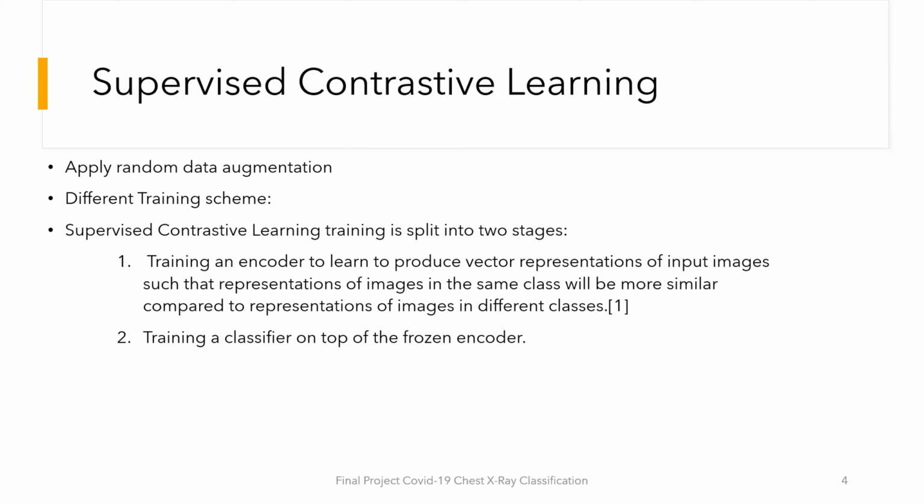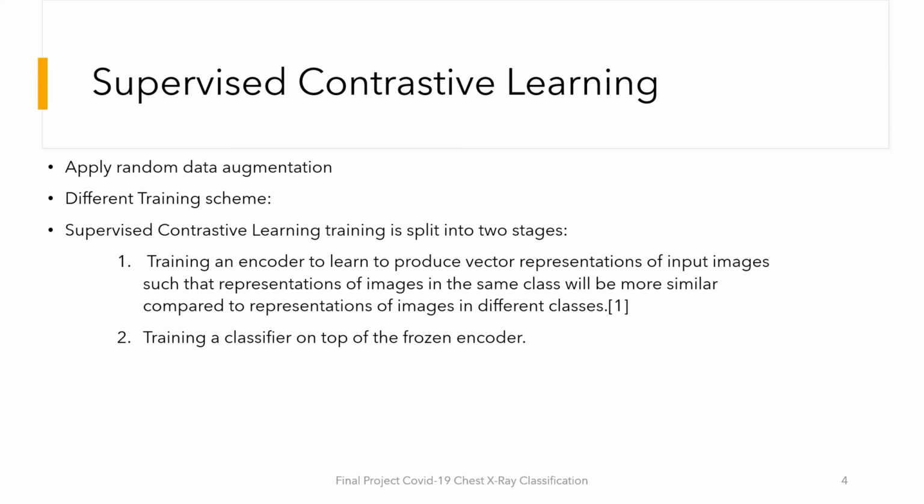The first stage is to train an encoder, which is going to learn to produce vector representations of input images. And the goal here is to essentially train this encoder separately from the classifier, so that it can learn the differences and similarities between the multi-class problem. And after we pre-train this encoder, we're going to freeze it so the weights will not be updated.